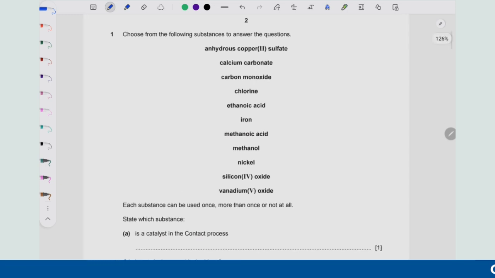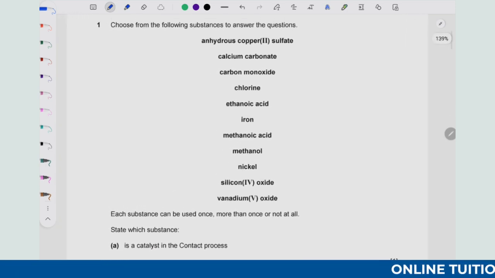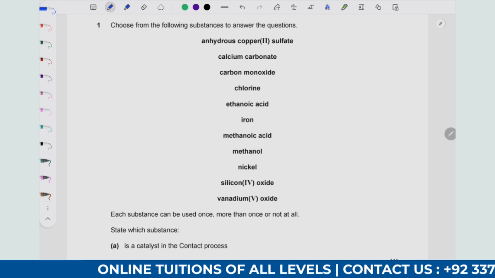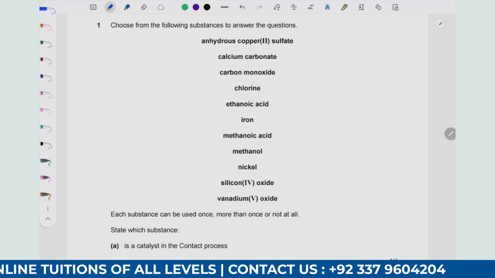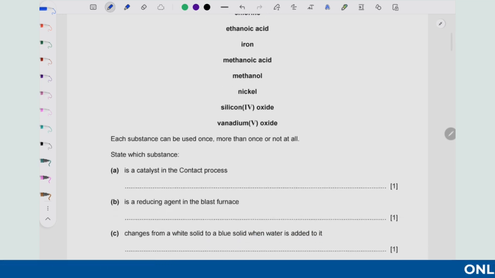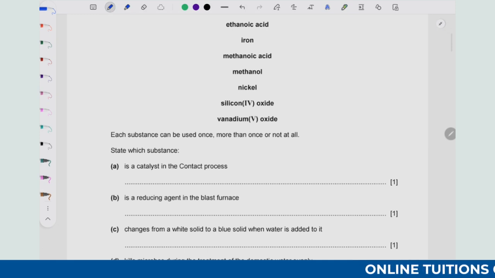Let's move to the first question. The first question says choose from the following substances to answer the questions. The substances given are anhydrous copper 2 sulfate, calcium carbonate, carbon monoxide, chlorine, ethanoic acid, iron, methanoic acid, methanol, nickel, silicon 4 oxide, and vanadium 5 oxide. Each substance can be used once, more than once, or not at all.